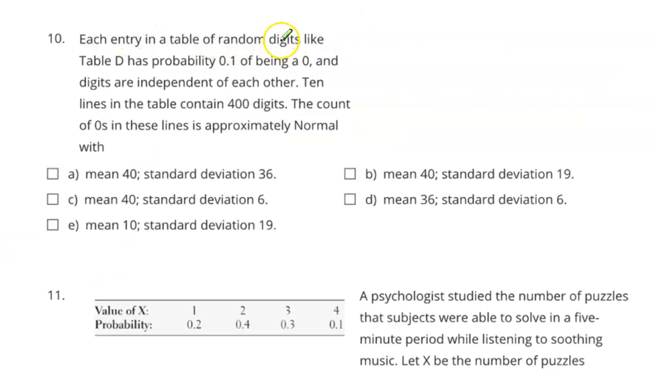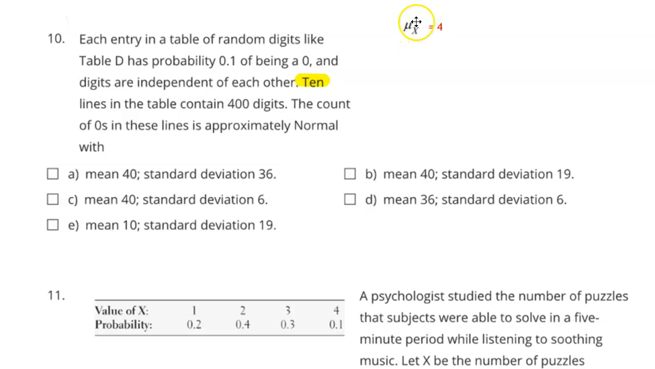Question 10. Each entry in the table of random digits has the probability 0.1 of being a 0. Same idea. 10 lines in the table contain 400 digits. The count of zeros in these lines is approximately normal. Wow, a distribution which is approximately normal. So what we're really doing here is taking one line in the table, which we said has 40 digits, and really multiplying that by 10. So for each of these measures, the measure of central tendency, the mean, and the measure of spread, the standard deviation, we're multiplying those numbers by 10.